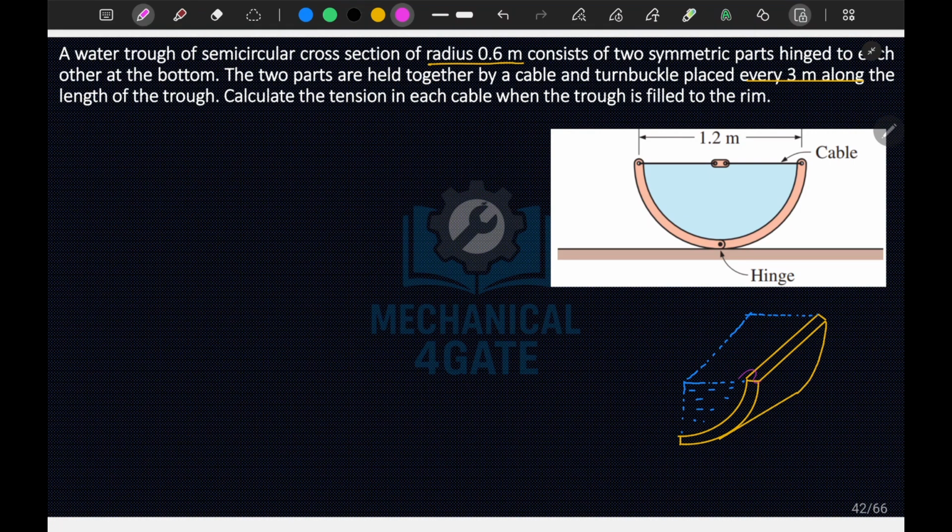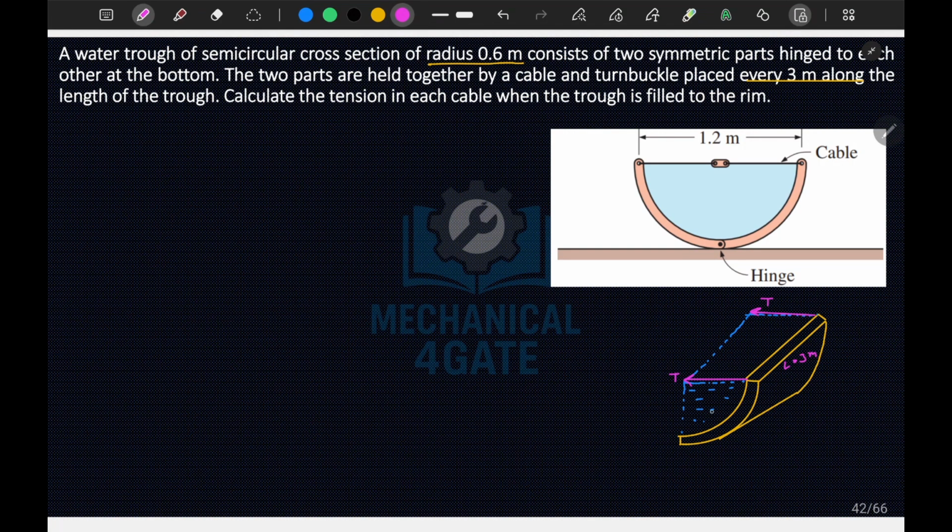But before that, what else is mentioned? It is mentioned that there are two cables, and a symmetrical hinge at the bottom. The parts are held together by cable and turnbuckle plate. So this cable will have tension T, and tension T here, and have length L equal to 3 meter.